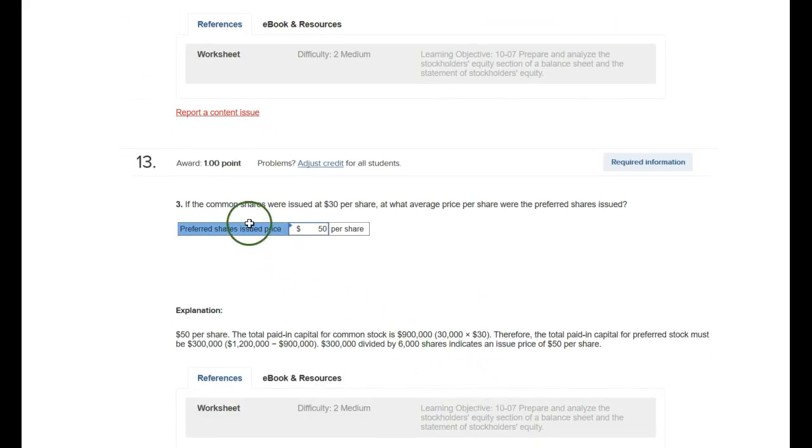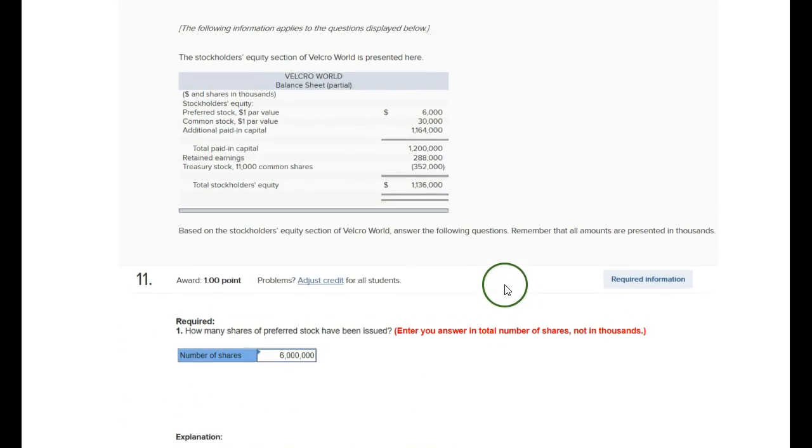Now number 13, if the common stock shares were issued at $30 per share, at what average price per share were the preferred shares issued? Going back up to the partial balance sheet, this total paid-in capital number here represents everything the company has received when it sold stock, preferred stock and common stock. And since we only place par value into the two stock accounts themselves, any amount the company receives above par value goes into the additional paid-in capital account. So when you add all these up, this is, as you see here, $1,200,000, which in reality, add 3 zeros, $1,200,000. This is the total amount they received for selling all of this stock.